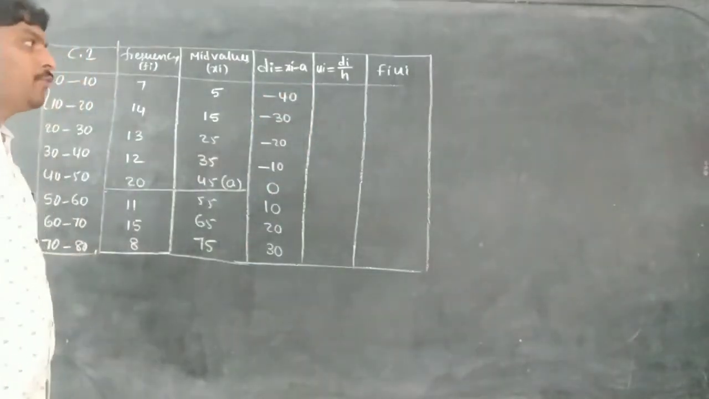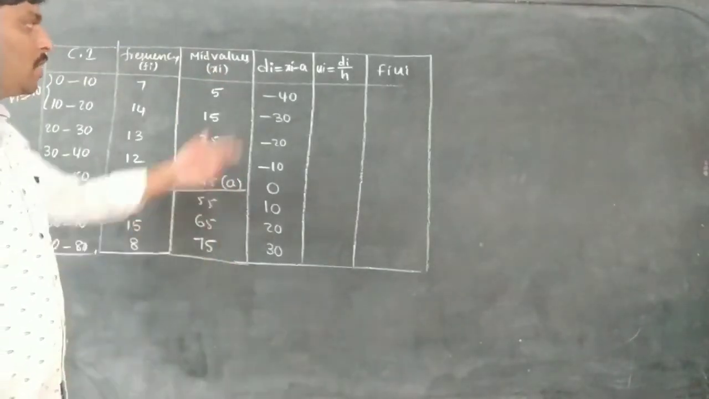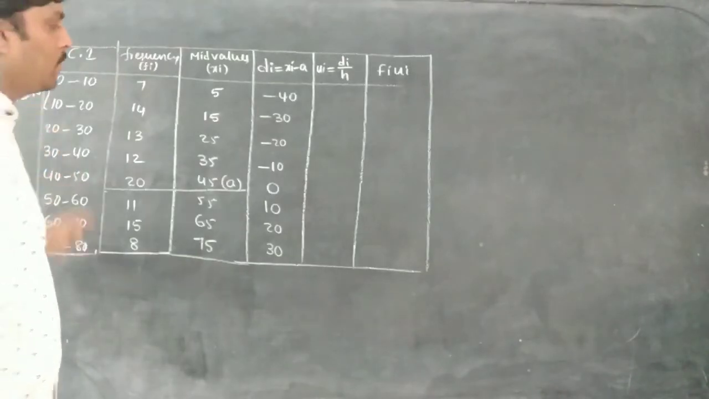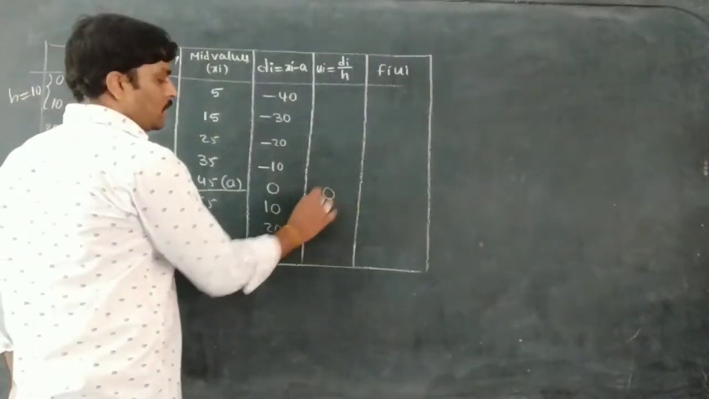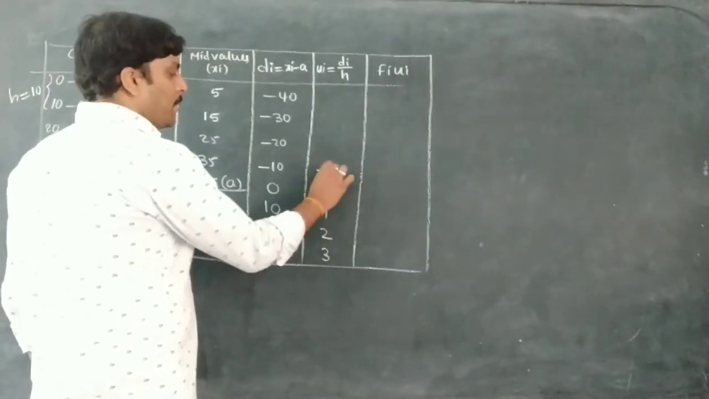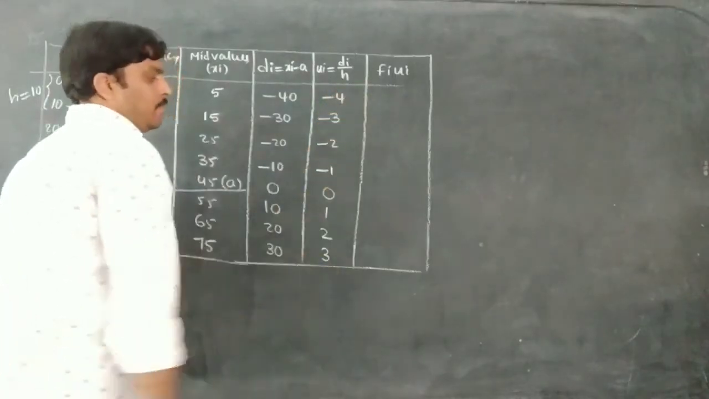Okay, now fi ui we need. So ui is equal to di by h. All di values are divided by h. The h value is 10. 0 by 10 is 0. Here 10 by 10 is 1, 2, 3, and minus 1, minus 2, minus 3 and minus 4.